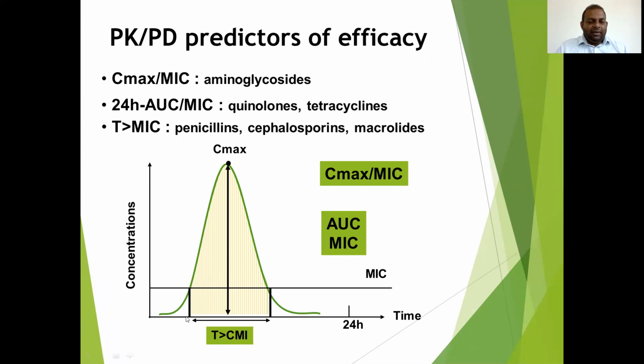So once it is given, it takes time. First pass metabolism is evaded because we are giving it parenterally, so it goes directly into the peripheral and central vascular system, the blood. It takes time to reach the maximum concentration, Cmax. Anyway, this has to be measured, but it's not done in everybody. Even in therapeutic drug monitoring, we are not measuring the Cmax. It has been done in research.